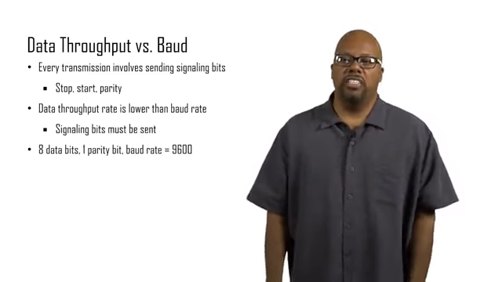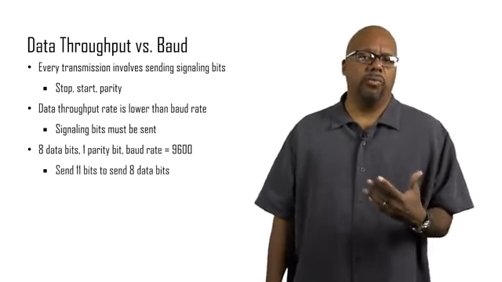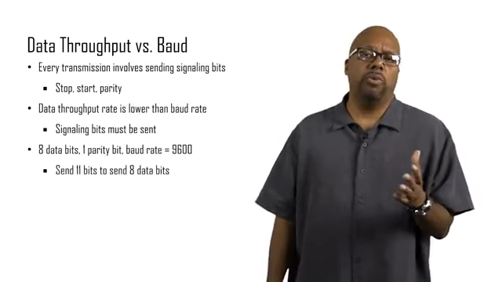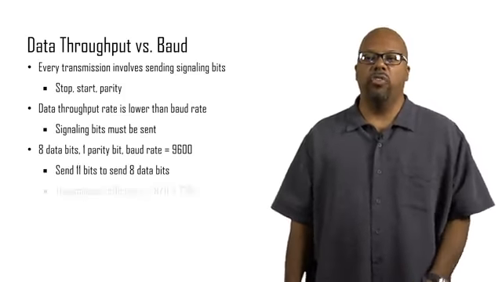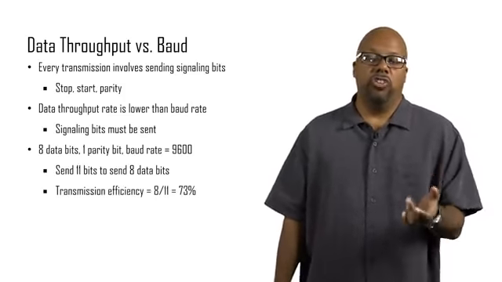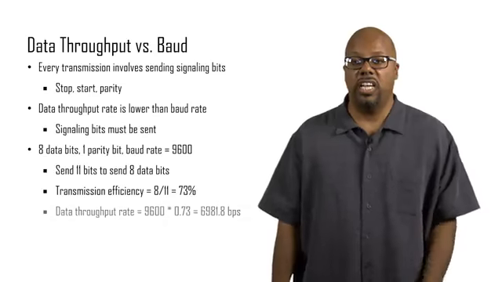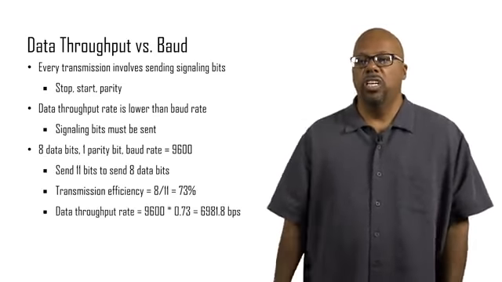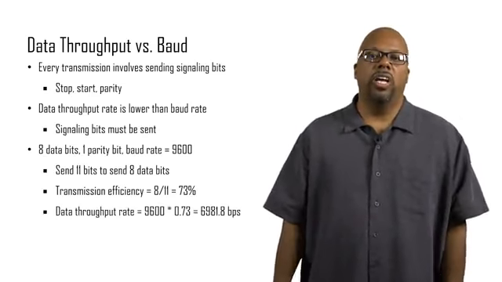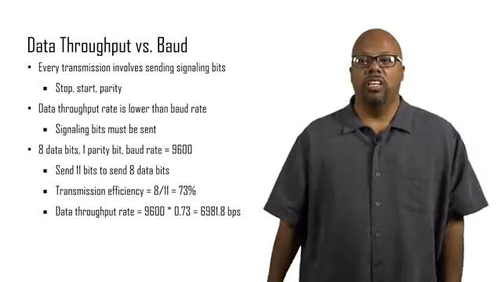Now let's say the baud rate is 9600 baud. So 9600 baud would be the maximum rate of number of bits. 9600 bits per second can be sent. But you're sending 11 bits to send 8 data bits. So your data throughput would be less because your transmission efficiency is only 8 out of 11. So you get 73% efficiency out of that. So your data throughput rate is actually only 73% of 9600. So you get 6981 bits per second of data that you can actually send when you're using 9600 baud under those assumptions.